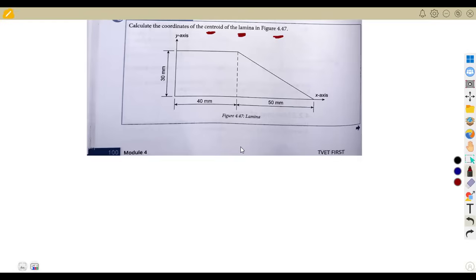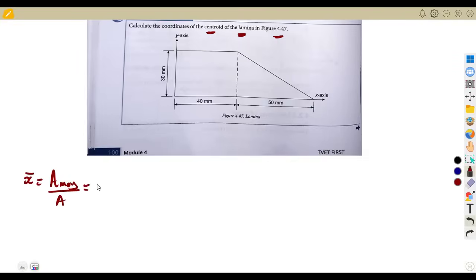We are considering both x and y. So in this case, let us talk about the x using the traditional method that we talked about. The x value is going to be the area moment about y over the total area.